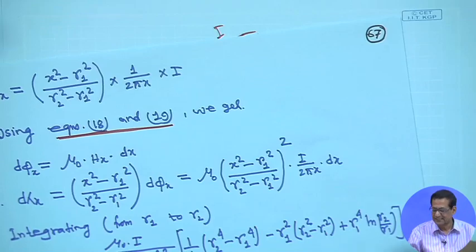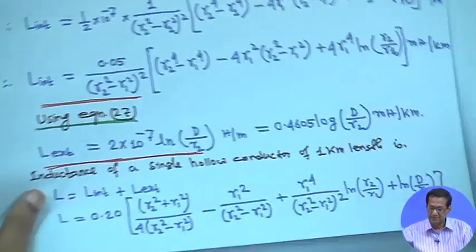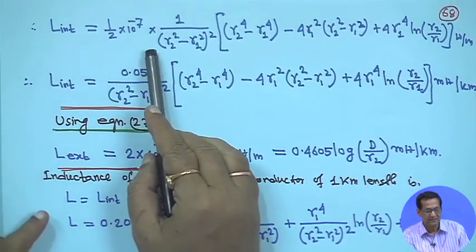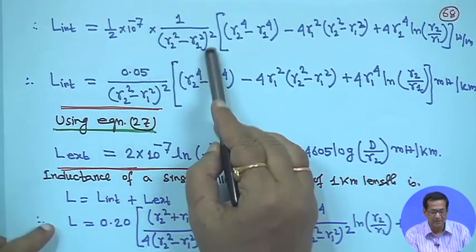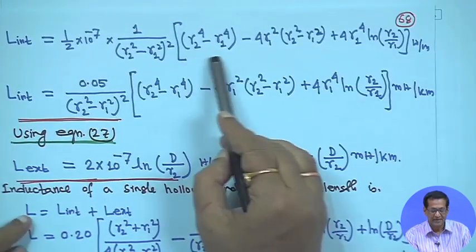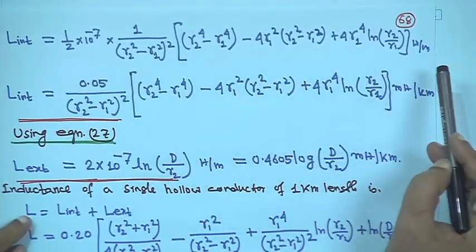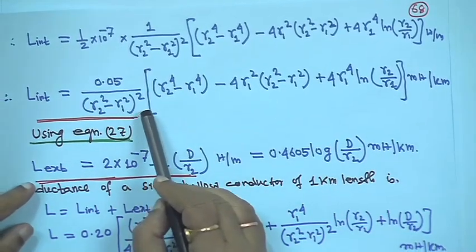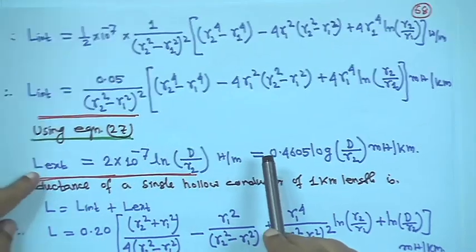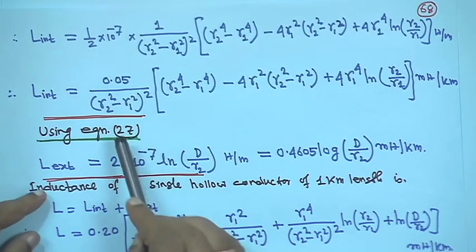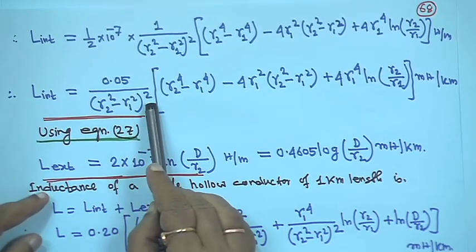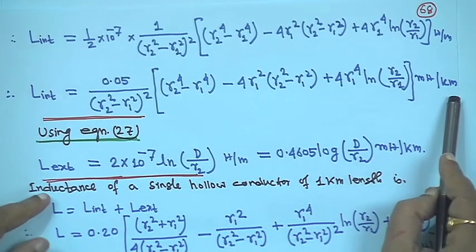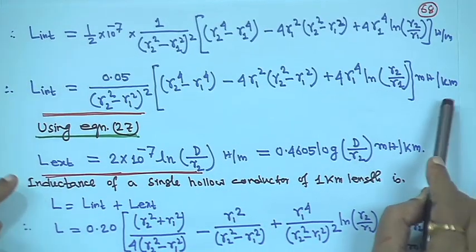Upon some simplification, the expression will be something like this: L internal is half into 10 to the power minus 7 into 1 upon (R2 square minus R1 square) whole square, and bracket all these terms, Henry per meter. This can be further simplified. So, it is 0.05 divided by (R2 square minus R1 square) whole square, and bracket all these terms will come in milli Henry per kilometer.